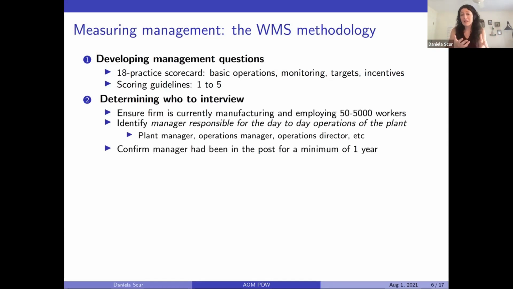So the second thing that's really important about the methodology is who to interview. Now, Christina's already talked about this as well. So in our case, the WMS is for medium-sized firms, but not tiny firms. It's at least 50 employees, so 50 to 5,000. So you need sizable firms. And then you have to identify who the manager who's responsible for the day-to-day operations of the plant is. Otherwise, they can't answer this survey properly, right? So in our case, it's a plant manager, whoever's the senior most manager at the establishment.